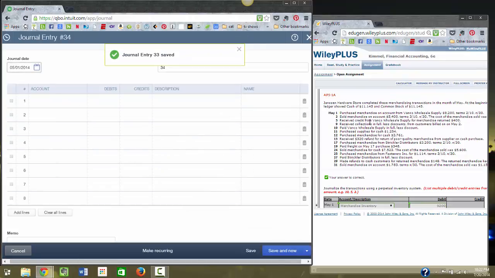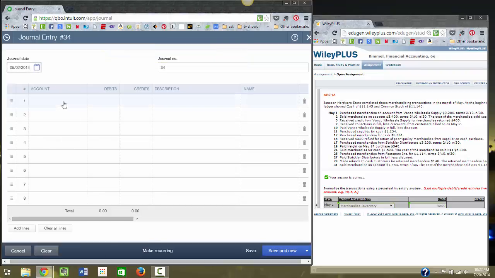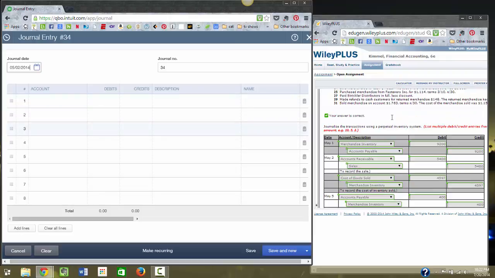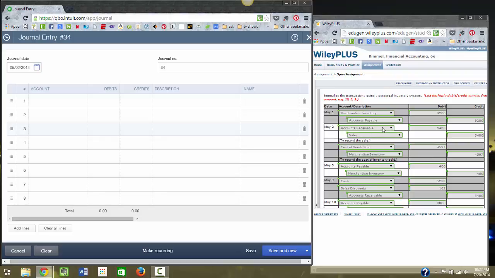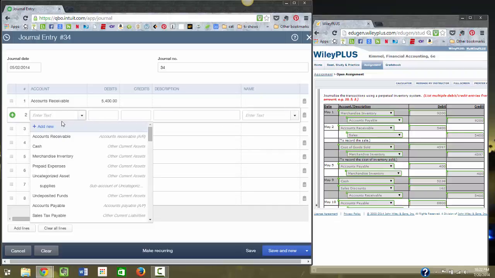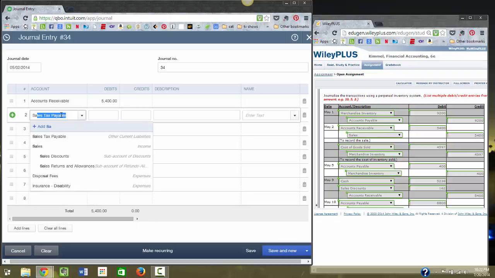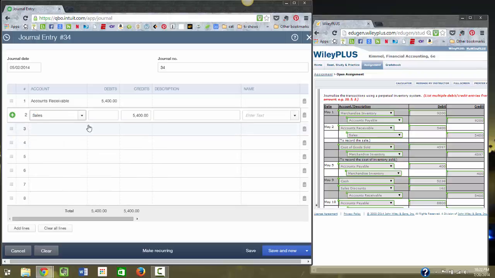Okay, now we're going to go to the next day, May 2nd. So I am going to change the date. Okay, we're May 2nd. Sold merchandise on account, $5,400. So we're going to do accounts receivable, and we're going to debit that, $5,400. Okay, next one down, we are going to credit sales for $5,400. Sales for some reason does not like to pop up at the beginning there. There we go, we've got sales.